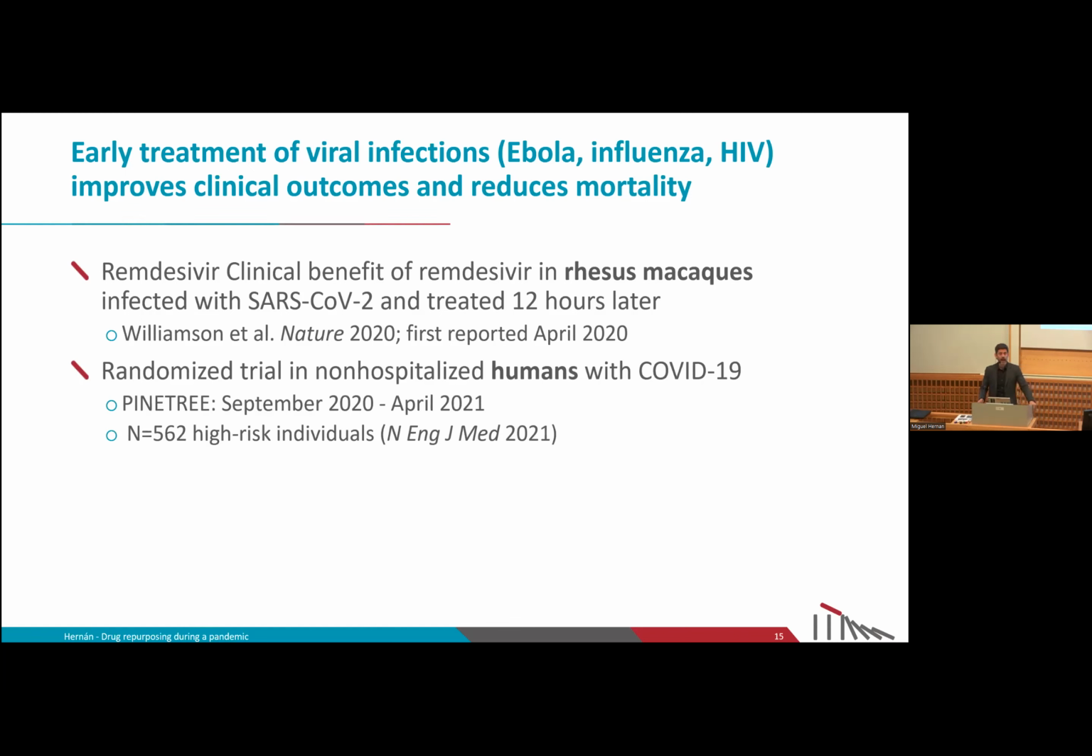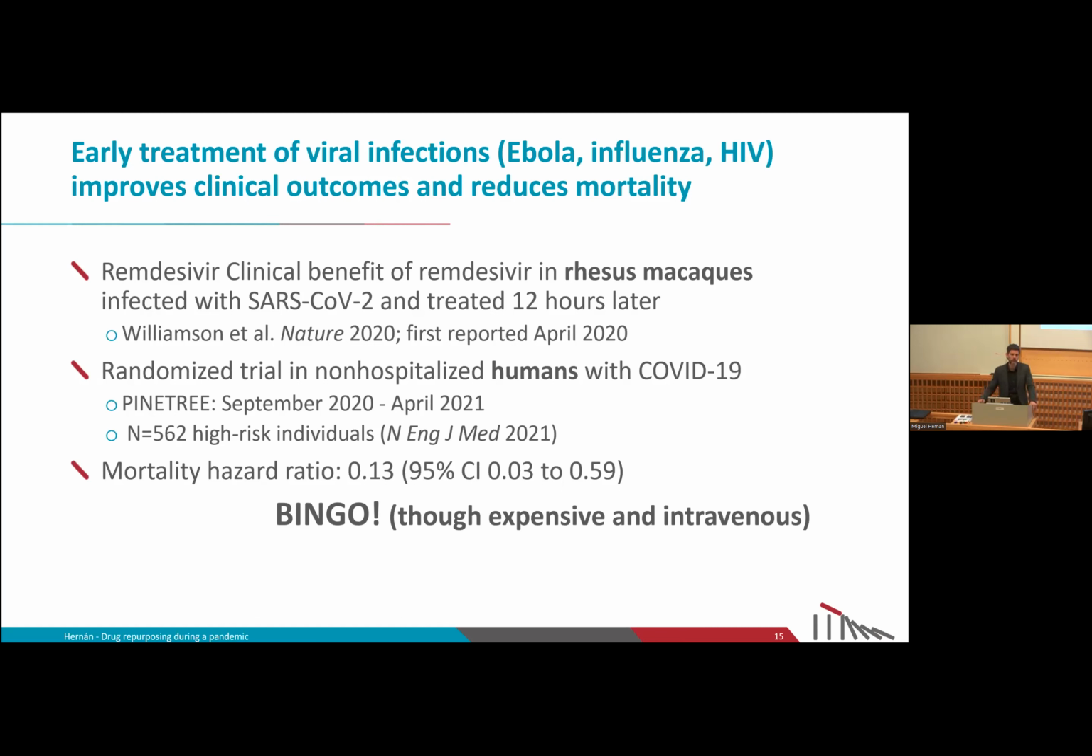So a randomized trial was done for non-hospitalized humans. And that trial, which ended in the spring of last year, almost a year ago, was a trial in high-risk individuals, people at high risk of bad COVID outcomes because they had risk factors. And that trial showed a mortality hazard ratio of 0.13. So bingo, finally, we find where it works. It works for people who are not at the hospital shortly after developing symptoms. So the WHO committee wasn't that misguided. They were using the data that they had at the time, and they were making a recommendation.